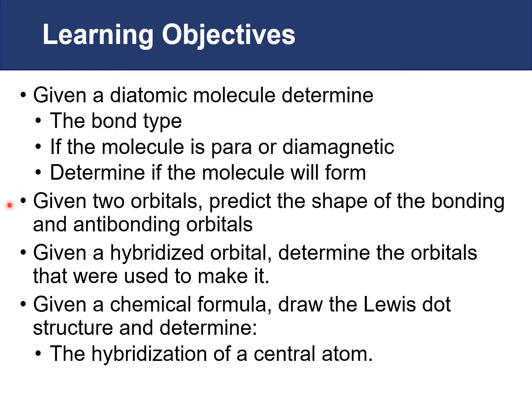Given two orbitals, predict the shape of the bonding and antibonding orbitals that will result when they mix. Given a hybridized orbital, determine the orbitals that are used to make it. Given a chemical formula, draw the Lewis dot structure and determine the hybridization of a central atom.